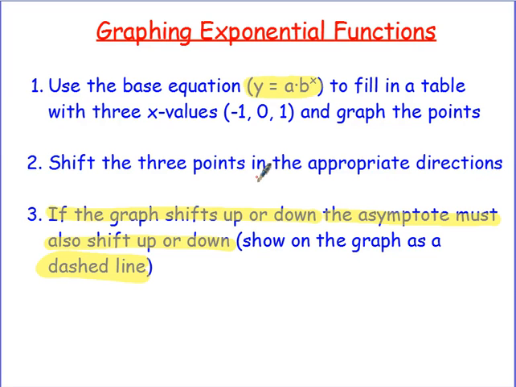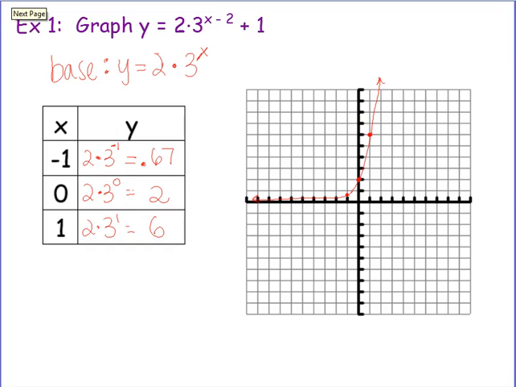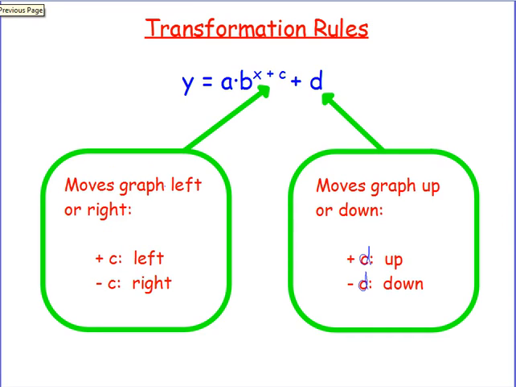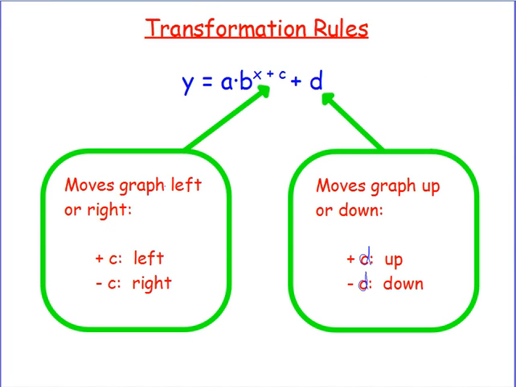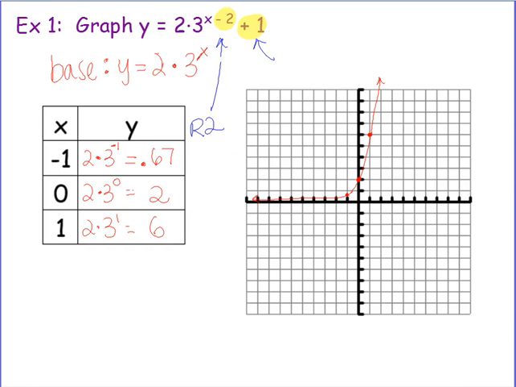Second step, we're going to shift. So we have 2 numbers here. We have a -2 and a +1. So the minus 2, if we look back at our rules up here, a minus 2 would make it go right 2. And a plus 1 here, plus d, makes it go up 1. So we're going to go up 1. So now you're going to take your 3 dots that you just made and move each one of them to the right 2 and up 1.